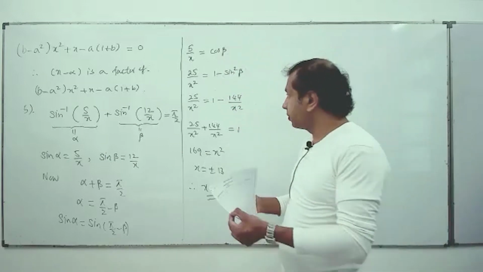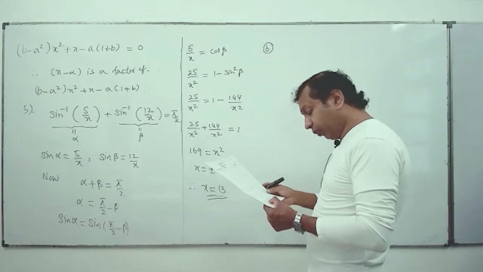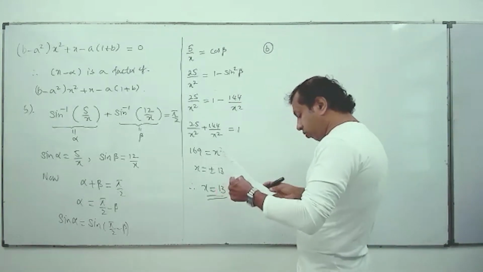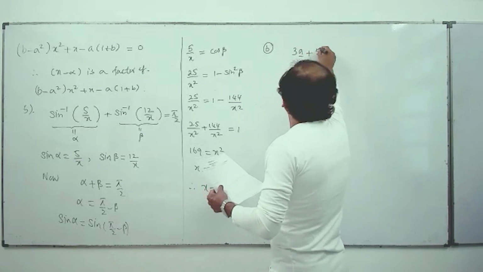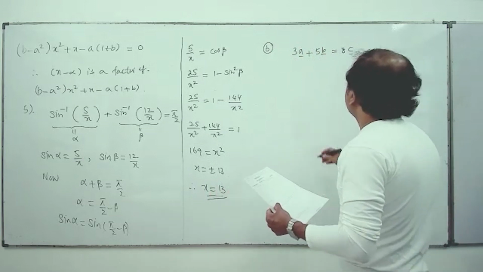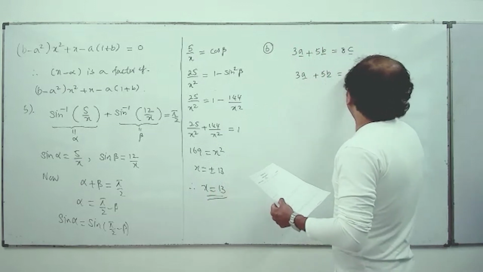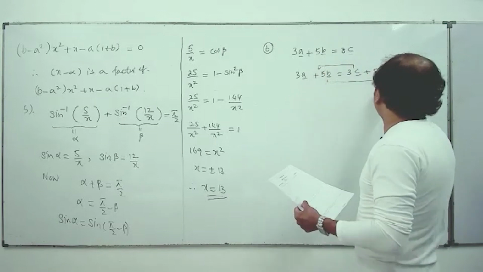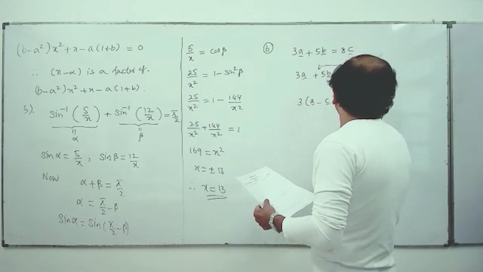Applied part number 6. The position vectors of the points A, B, and C are a, b, c respectively. We are given 3a vector plus 5b vector equals 8c. Then I can write 3a plus 5b; this 8c I can write as 3c plus 5c. Take this vector to this side, this vector to the right hand side. 3 times (a minus c) coming, 5 times (c minus b) coming like this.